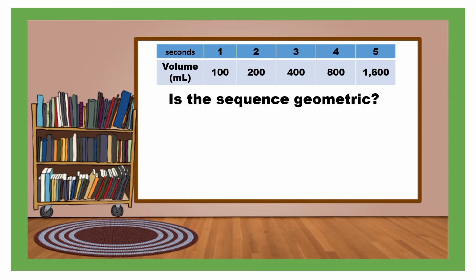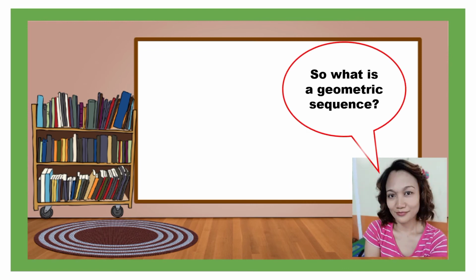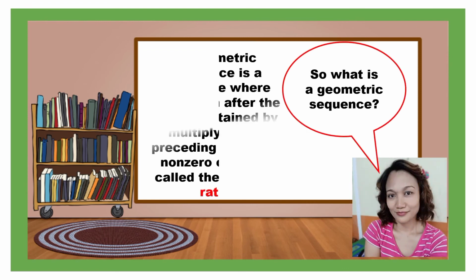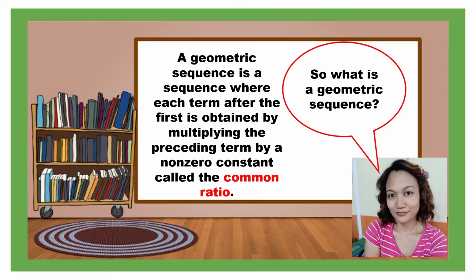Is the sequence geometric? The sequence is geometric. From the table above, the volume of water in ml is doubled, so the common ratio is 2. So what is a geometric sequence? It is a sequence where each term after the first is obtained by multiplying the preceding term by a non-zero constant called the common ratio.